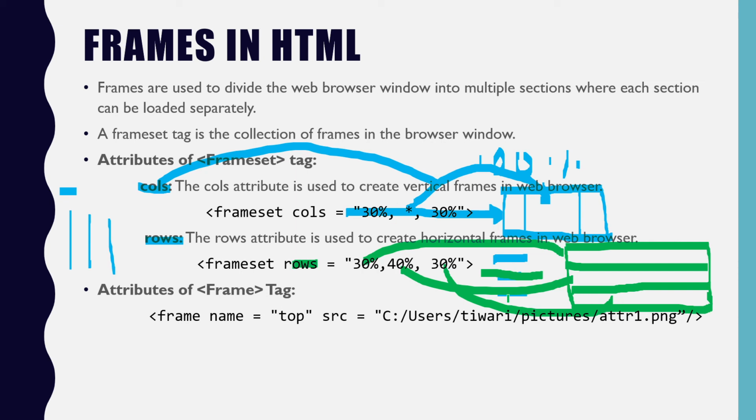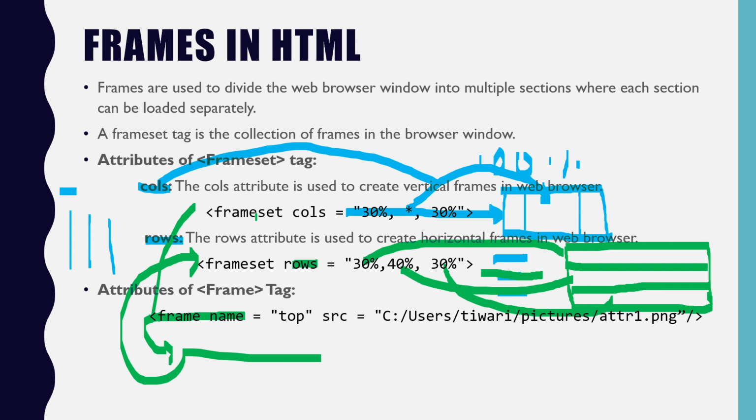Now next is the frame tag. The frame tag is used to specify the content that these frameset rows and columns will contain. Like the frame name, that is top. I have given the frame name top. Source is the C drive path, whatever I have given. This will be defined in the first frame. In the same way, if we write something else in the second line, that will be given to the second frame. So whatever we describe with the help of the frame name, it will be given to that particular frame. This is about the frames.